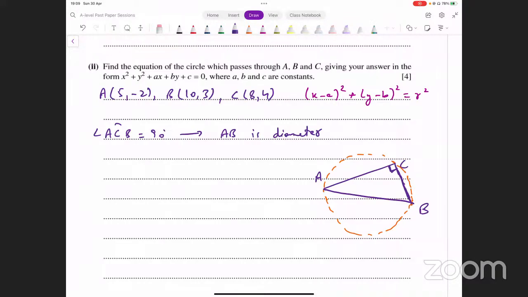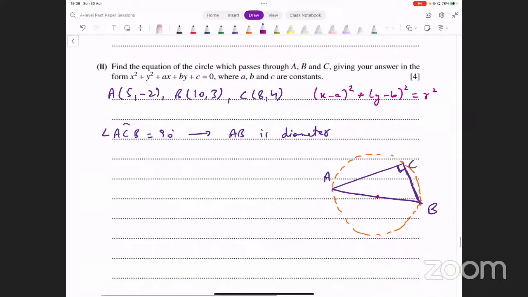Okay, AB diameter है, इसका मतलब क्या है कि हम सेंटर निकाल सकते हैं। फिर सेंटर कैसे आएगा? It's just the midpoint of AB. Okay, center is just the midpoint of AB.